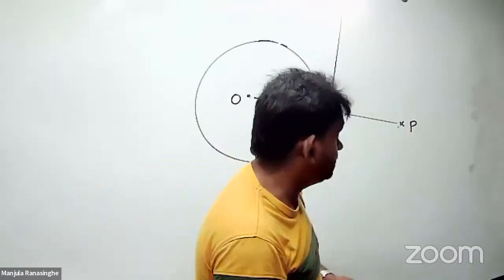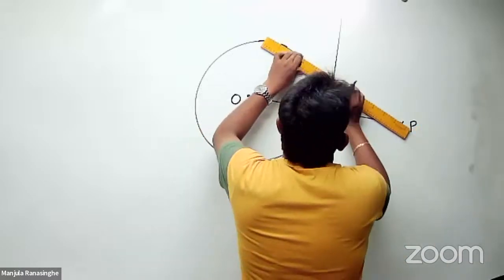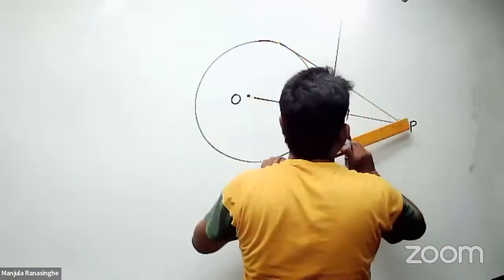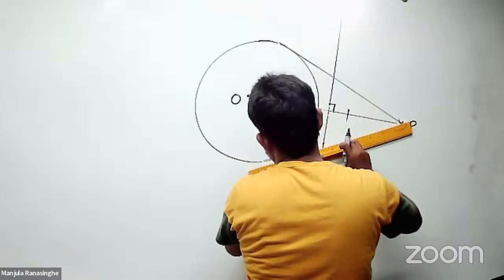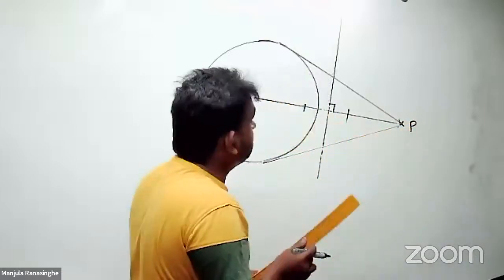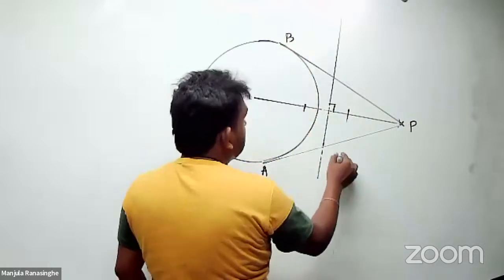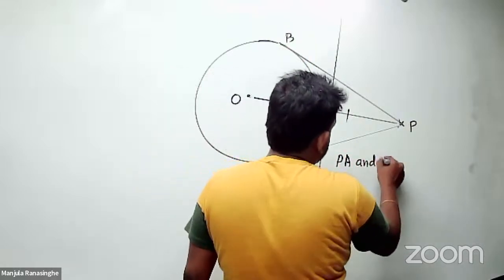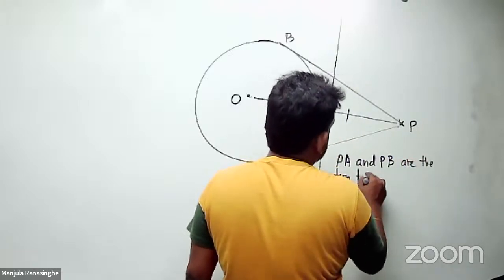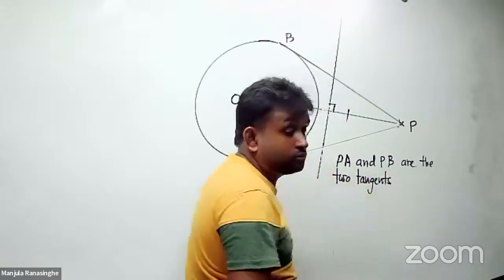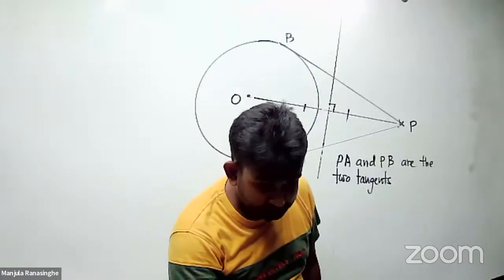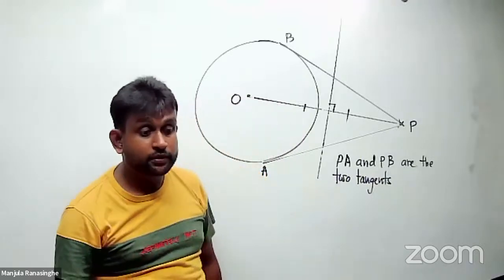Then connect P with this point, and connect P with this point. Then I mark PA and PB. So PA and PB are the two tangents drawn to the circle. Okay. Right.